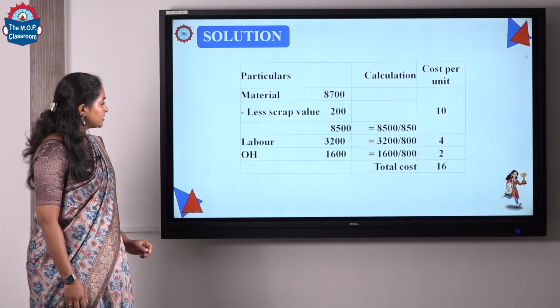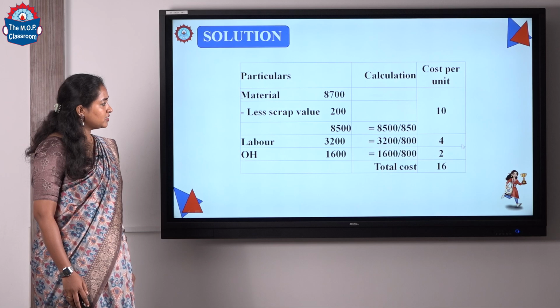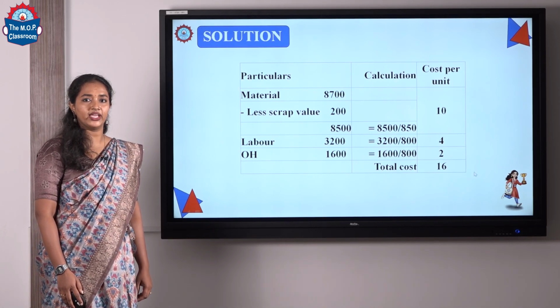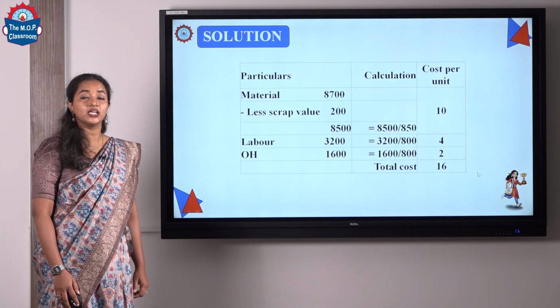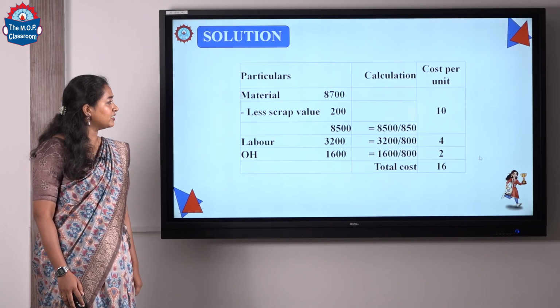Now, we need to follow the same procedure for labor and overhead. By doing this, we understood that it is 4 rupees per unit for labor and 2 rupees per unit for overhead, a total of 16 rupees. Now, this 16 rupees will be used in completed units. Let us see how it's done in the next slide.